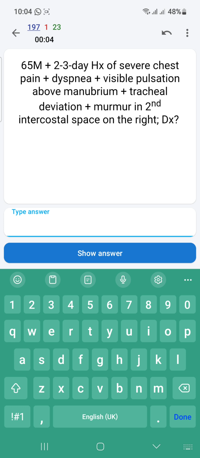65 male plus 2 to 3 day history of severe chest pain.